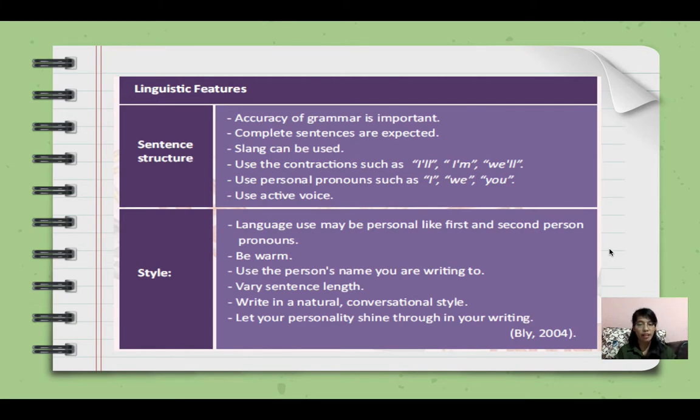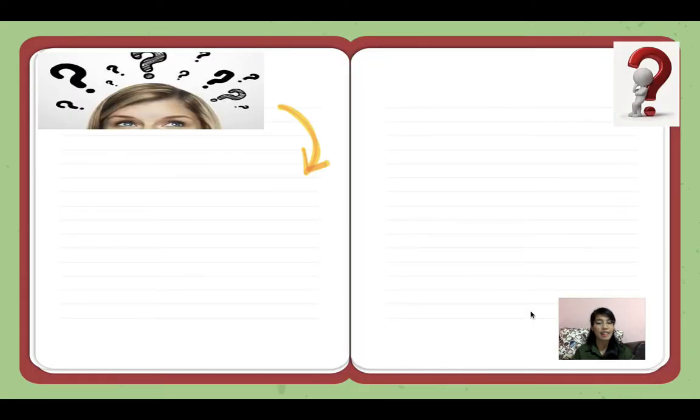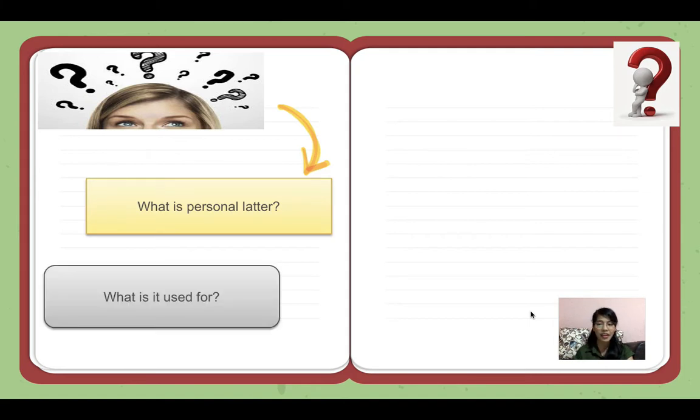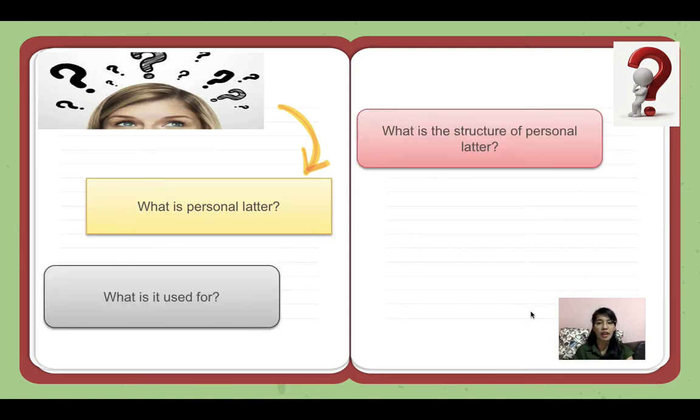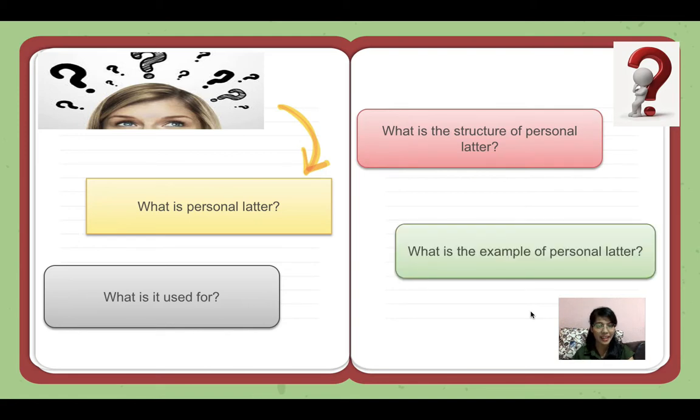And for the style, language use may be personal, like first and second person pronouns. Use the name of the person you are writing to, vary sentence length, write in a natural conversational style, and let your personality shine through in your writing. I know all of you are wondering what a personal letter is, what it is used for, what the structure of a personal letter is, and what an example of a personal letter is.